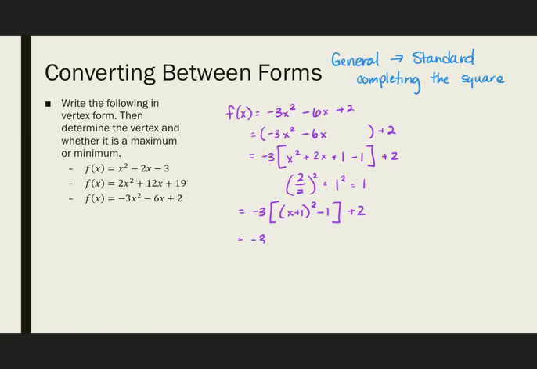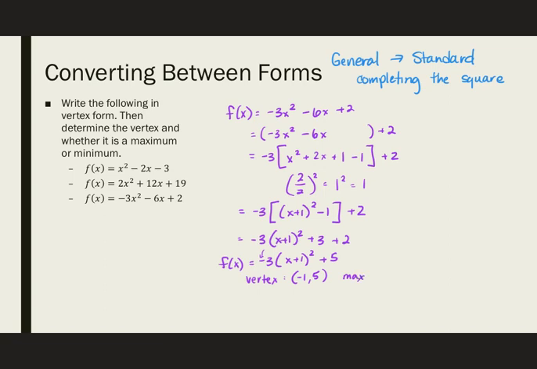Distribute that negative 3. So I've got minus 3 times x plus 1 squared. Negative 3 times negative 1 is plus 3, and then plus 2. So our function in vertex form is negative 3 times x plus 1 squared plus 5. So that means that our vertex is at negative 1, positive 5. The number out front is negative, so this is a maximum.